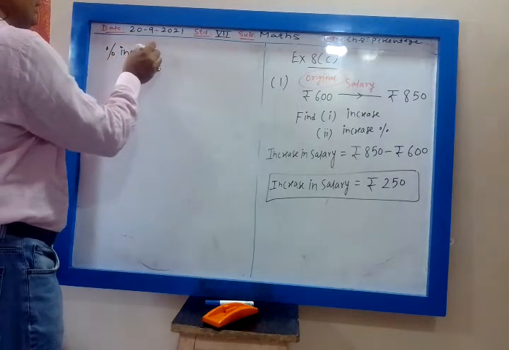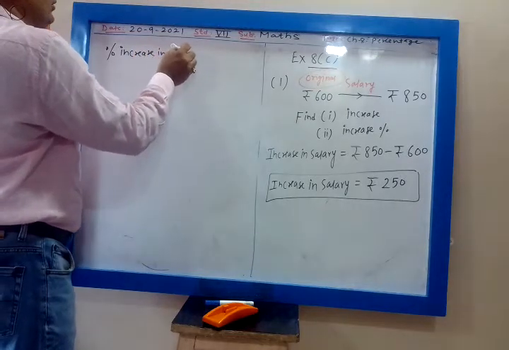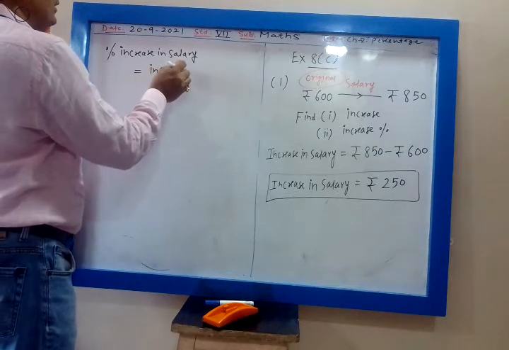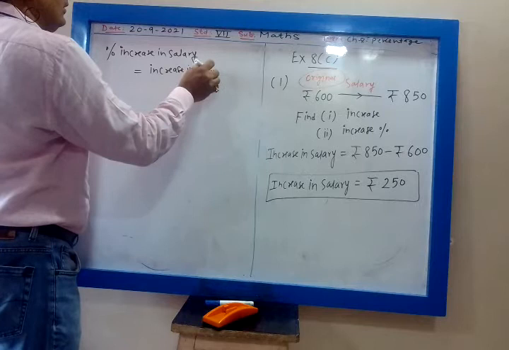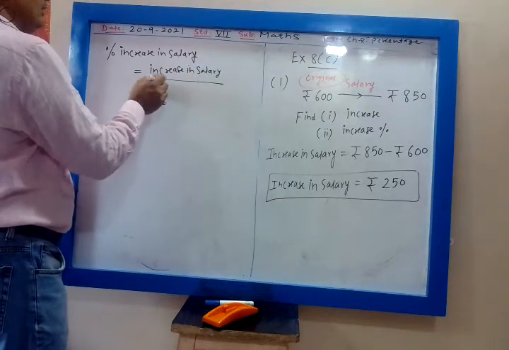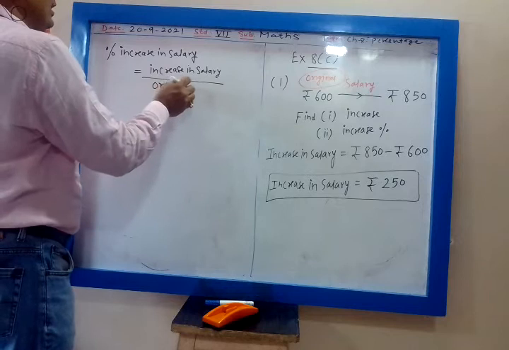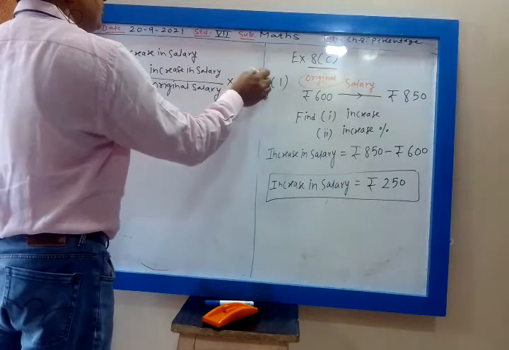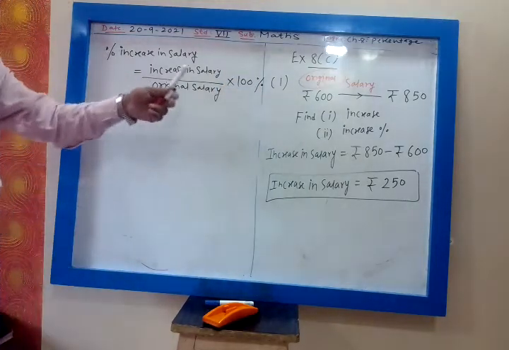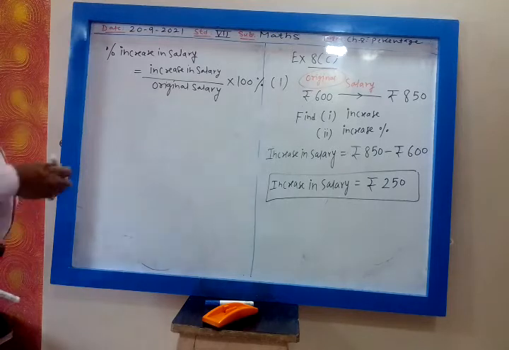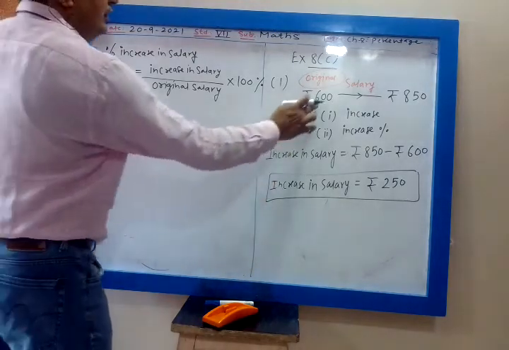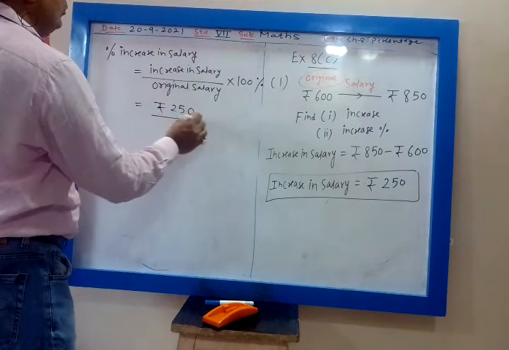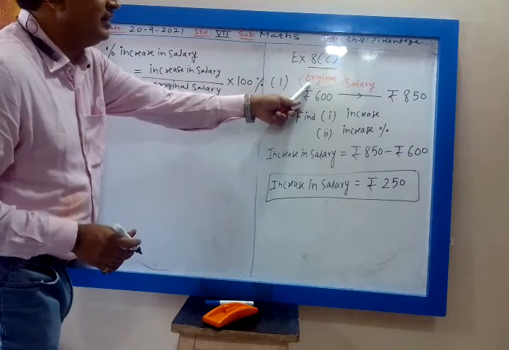Percentage increase in salary. Now we want to find the percentage, so we write increase in salary upon original salary, multiplied with 100%. Now can you tell me what is the increase in salary? Rupees 250, no? 250 upon original salary. What is the original salary? The starting one is the original salary. What is that?